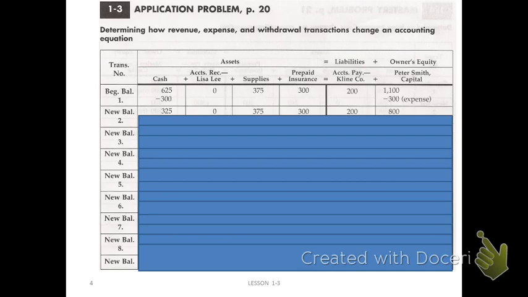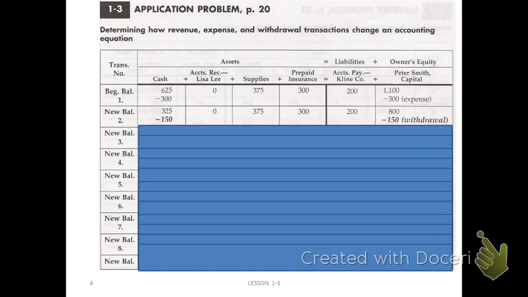So transaction 2 says we pay cash to the owner for personal use for $150. Paid cash, that decreases our cash. To the owner for personal use, okay, they're paying themselves, so it's like a withdrawal. So that's going to decrease the capital. So our cash went down by $150, and our capital decreased by $150 as well.